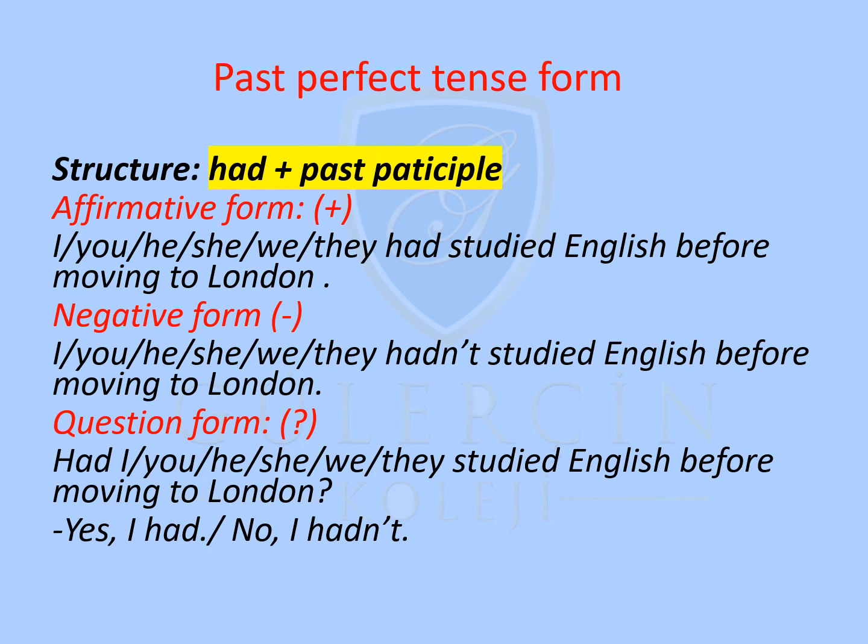The negative one, it's the same thing. What we do here is just add not between had and the verb. I hadn't studied English before moving to London. She hadn't studied English before moving to London. Let's see the question form. We put had in the beginning, then the subject, and then the verb. Had I studied English before moving to London? Had you studied English before moving to London? And the answer will be with yes or no. Yes, I had, or no, I hadn't.